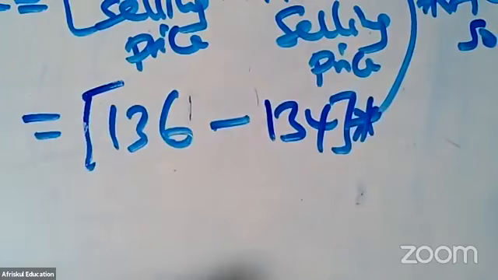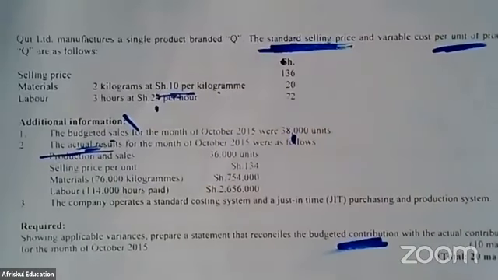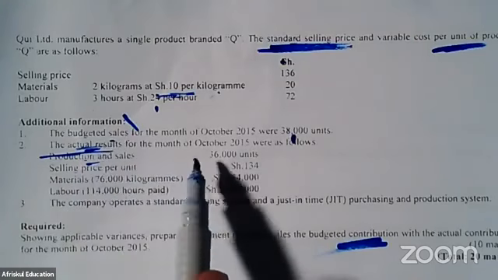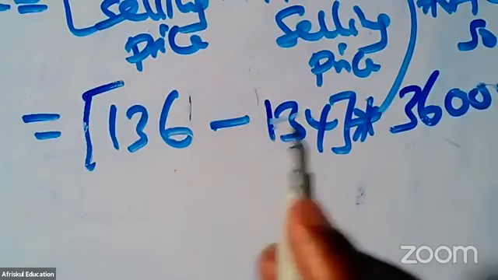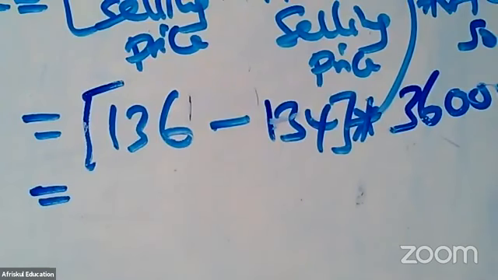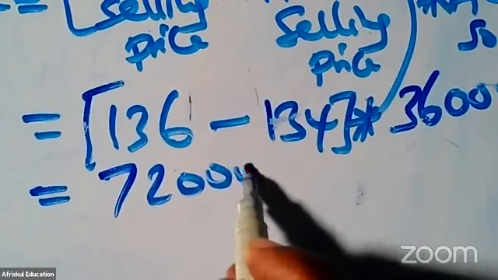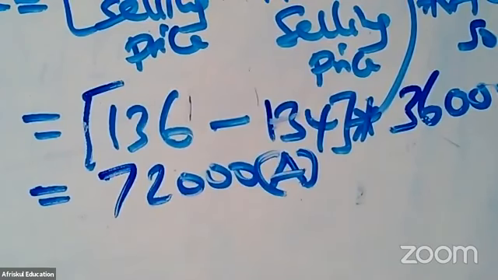Then we multiply this with the actual quantity that was sold. The actual production and sales, we can see 36,000 there. So this will give us what figure, ladies and gentlemen? 2 times 36,000 is 72,000. It's positive, but this has to be adverse. The sales price variance is 72,000 adverse.